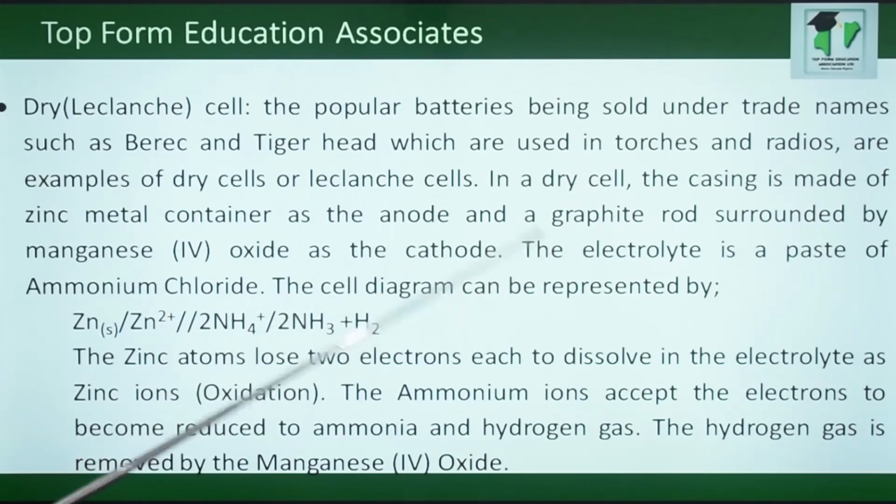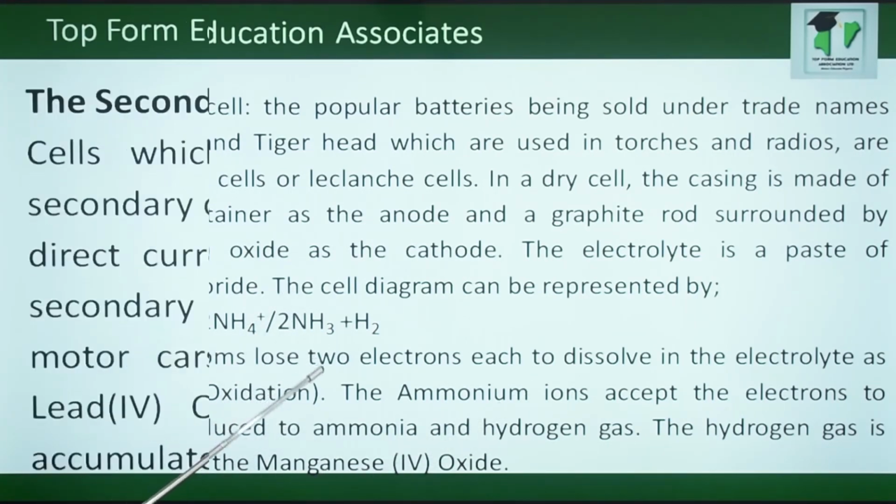The electrolyte is a paste of ammonium chloride, and the cell reaction can be represented by zinc going to form zinc ion and ammonium ion being converted to ammonia gas plus hydrogen gas. The zinc atoms lose 2 electrons each to dissolve in the electrolyte as the zinc ions, while the ammonium ions accept the electrons to become reduced to ammonia and hydrogen gas. The hydrogen gas is removed by the manganese(IV) oxide.